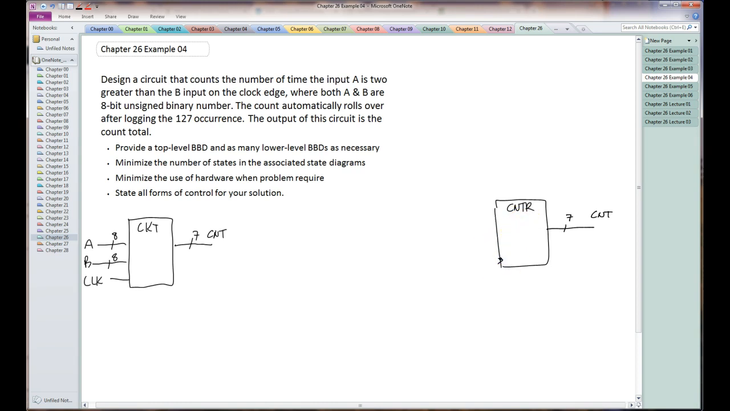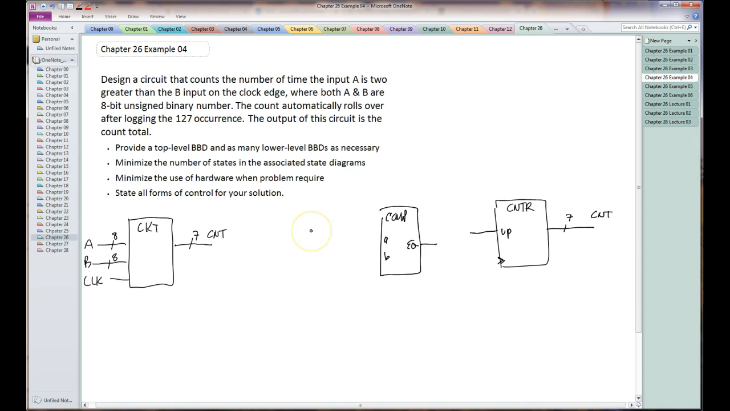This is synchronous. There's my clock. It has an up input. This up input is going to come from somewhere, and we'll worry about that in a minute. So the next thing we've got to do here is we see that it's comparing two things. So we need a comparator. It's wondering if they're equal. Okay, so there's an equal.